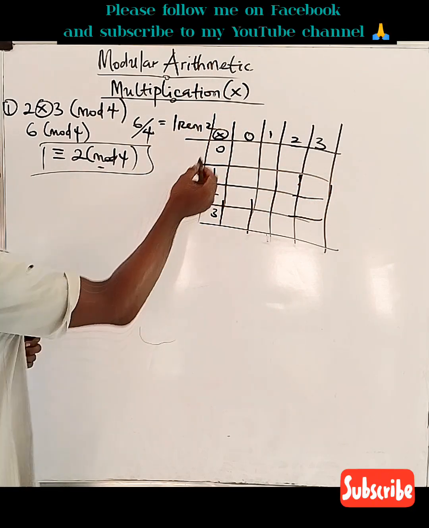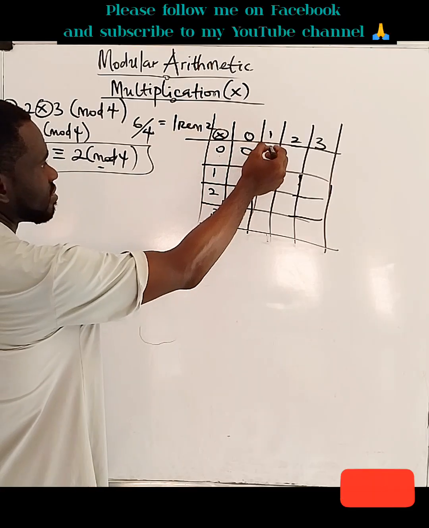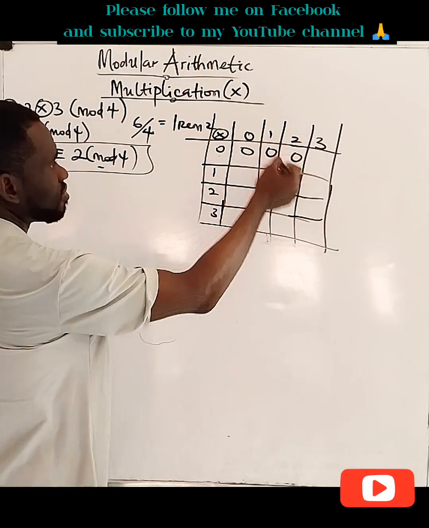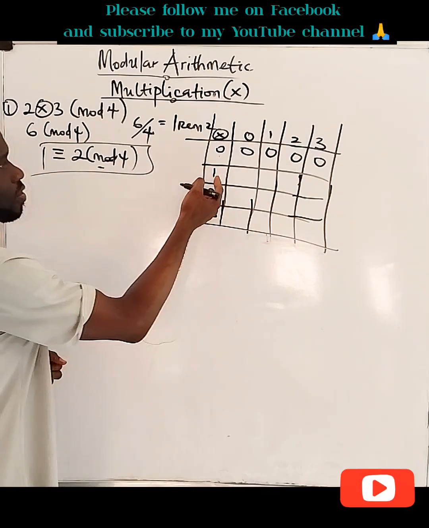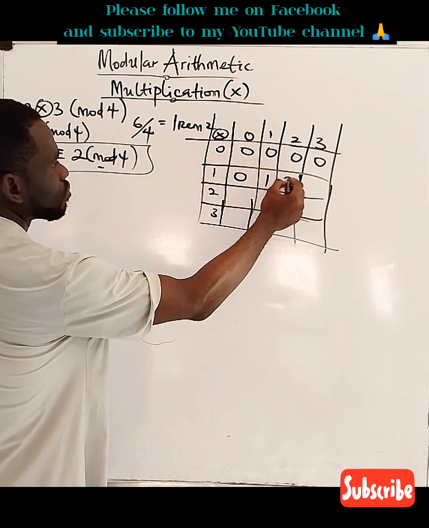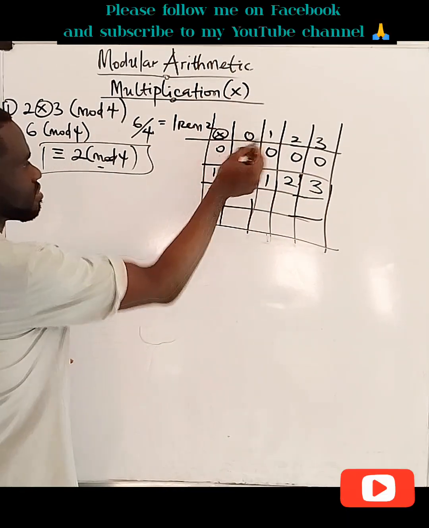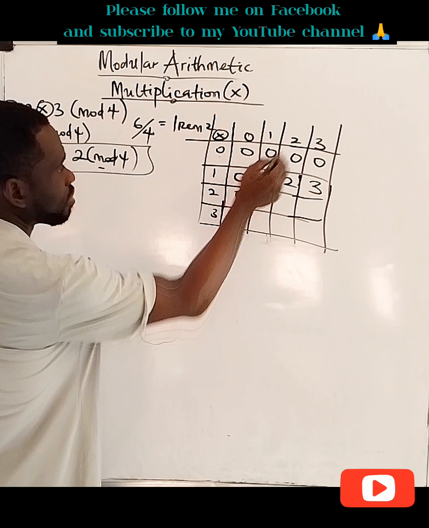So let's quickly solve this. 0 times 0 is 0. 0 times 1 is 0. 0 times 2 is 0. 0 times 3 is 0. Now 1: 1 times 0 is 0. 1 times 1 is 1. 1 times 2 is 2. 1 times 3 is 3. 2 times 0 is 0. 2 times 1 is 2. 2 times 2 is 4.